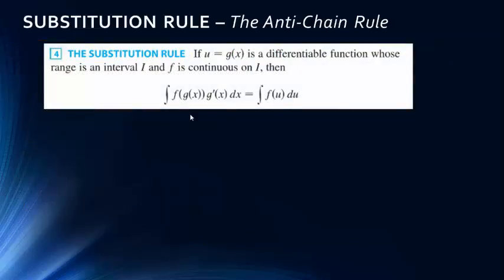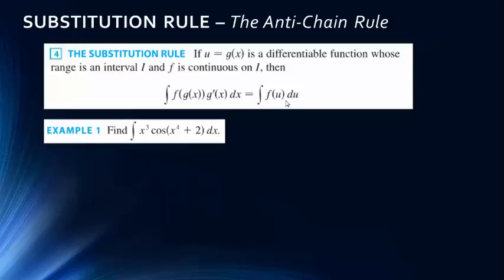Okay? I don't really like this notation, but all this is saying is that if we have a composite function, f of g of x, where the derivative is also there, then if we substitute u equals g of x, then we can simply take the integral of f of u du. Okay? I think it's easier to see in terms of the example than in terms of the definition.